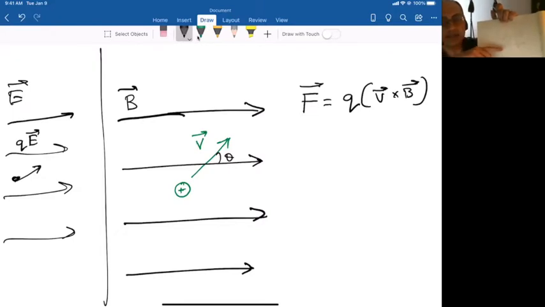And if the particle were negatively charged, then the direction of the force would be opposite what it is for a positively charged particle. So if it were an electron, then the force would be out of the page. That makes sense? So that is how you can find the direction of the force. It's just the right-hand rule.